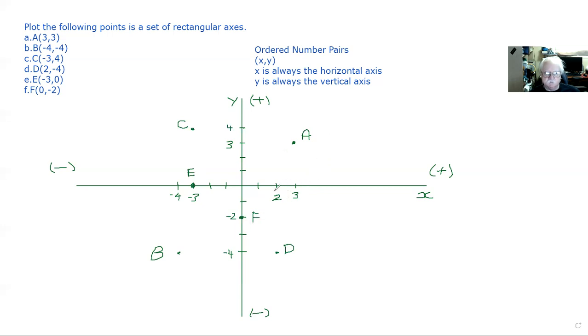So that's this coordinate system where always x is the horizontal axis, y is the vertical axis, the ordered number pairs. X is always first, y is always second, and this is positive and negative, and then negative down here, and positive up here. And you always want to make sure you label your axes and label all the numbers you're actually using.